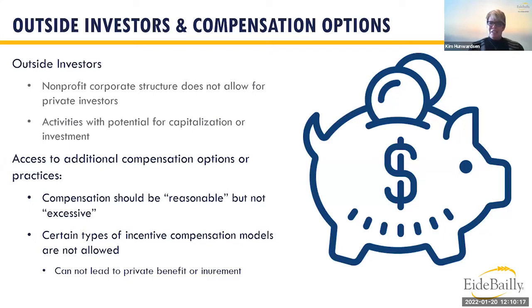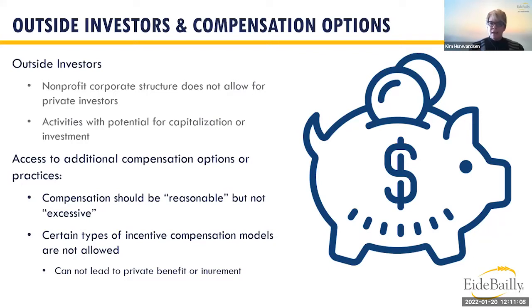Outside investors and compensation, this might not be something a lot of people think about, but you could be a nonprofit or an exempt organization that has some kind of an activity that you're conducting that has the potential for capitalization or investment. And as a nonprofit corporation, which we'll talk about a little bit later, one of the unique things about a nonprofit corporation is they don't have the ability to have owners. So you can't have stockholders of a nonprofit corporation or exempt organization. So the ability to get others to capitalize the venture or to help you to grow that activity may only come if you can set it up in a structure that allows for outside investors.